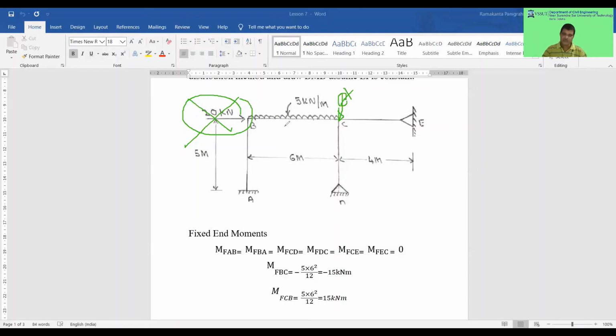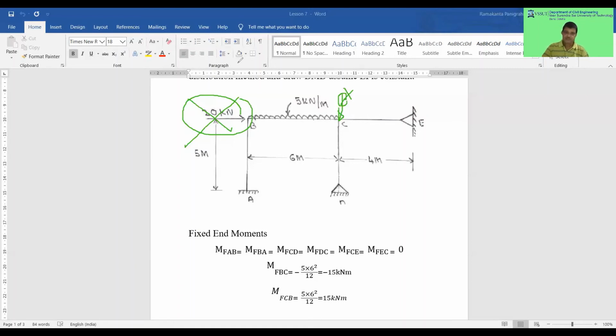Now because here it is applied in the horizontal direction, 20 kilonewton, it will not give any fixed end moments for the span EA or span BC. It is simply a joint load. It will only help you, while solving the problem, to find the horizontal reactions. We'll put sigma H equal to 0, then this will be complete.